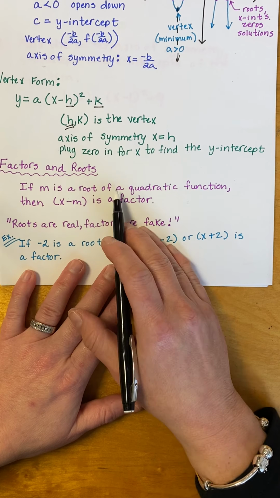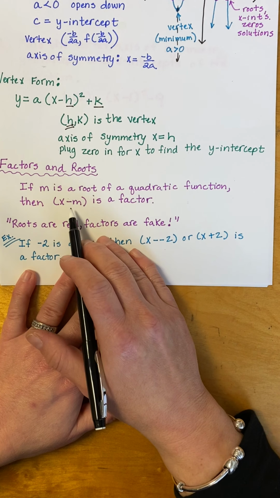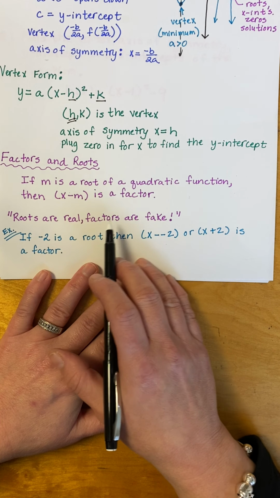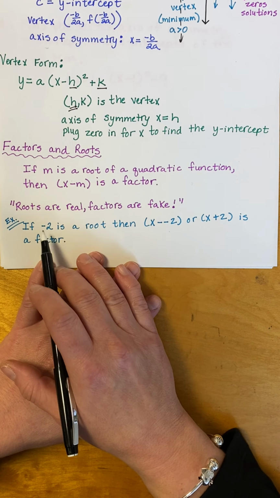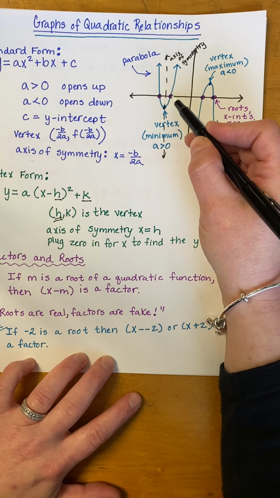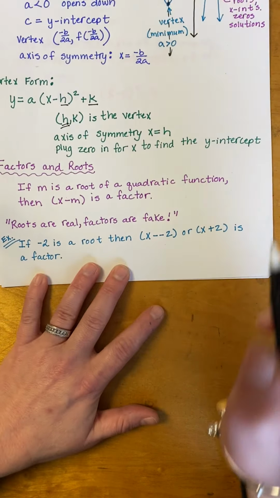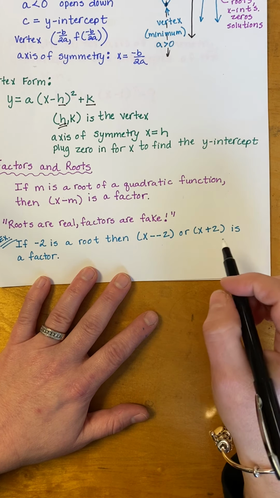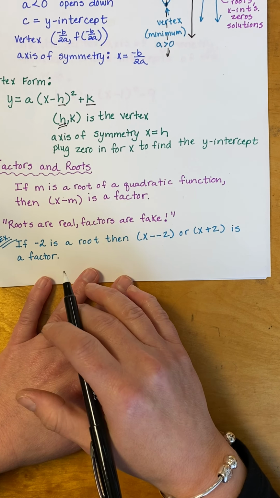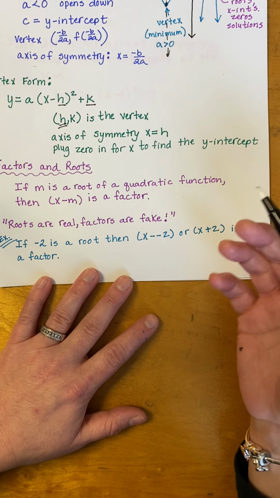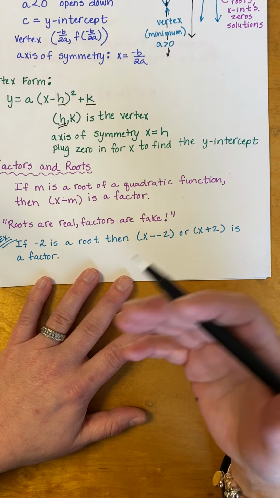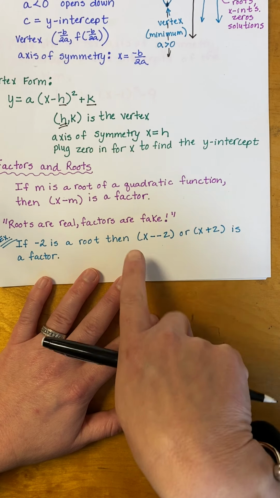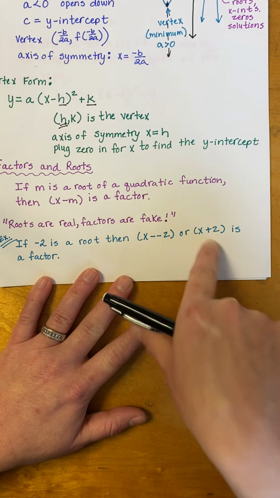So if m is a root of a quadratic function, then x minus m is a factor. And the little saying we use is roots are real and factors are fake. So if negative 2 is a root, so if it crossed through negative 2 on the x-axis, then one of the factors would be x plus 2. And we already did the factoring lesson. So this is just, if you knew the solutions by looking at the graph, you could write the factors. So if factoring wasn't your thing, you could use the calculator or Desmos to graph it, look at the graph, find the roots, and then the opposite of those would be your factors.